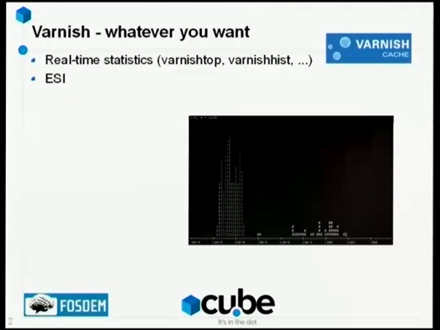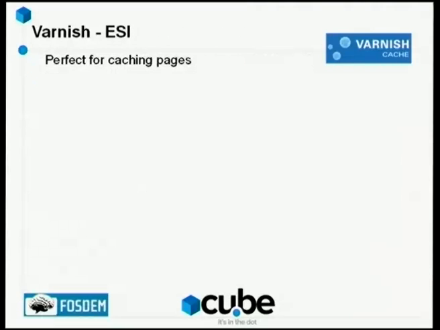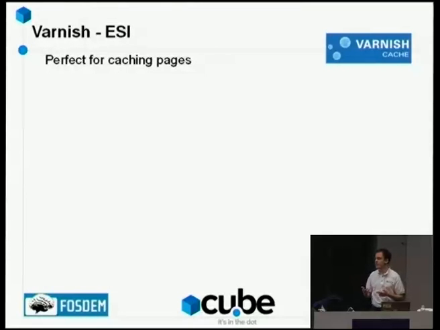And it has a thing called ESI. Now, ESI, it basically means Edge Side Includes. It was developed by Akamai Technologies, the content distribution network. And it's the ideal thing for caching static pages.